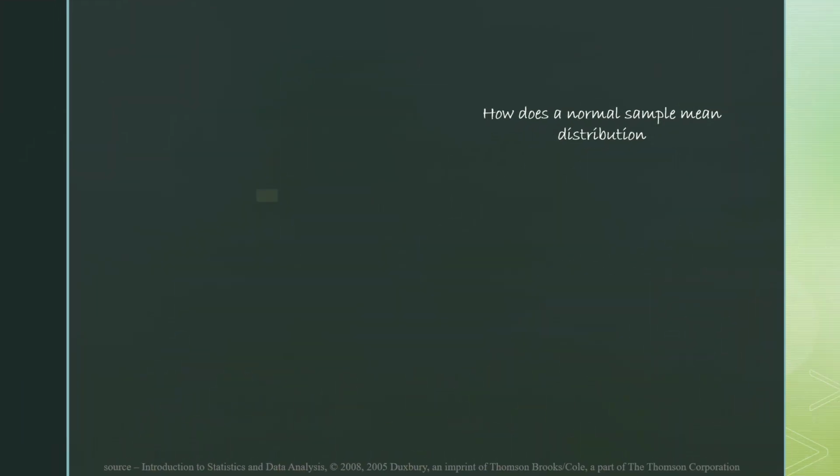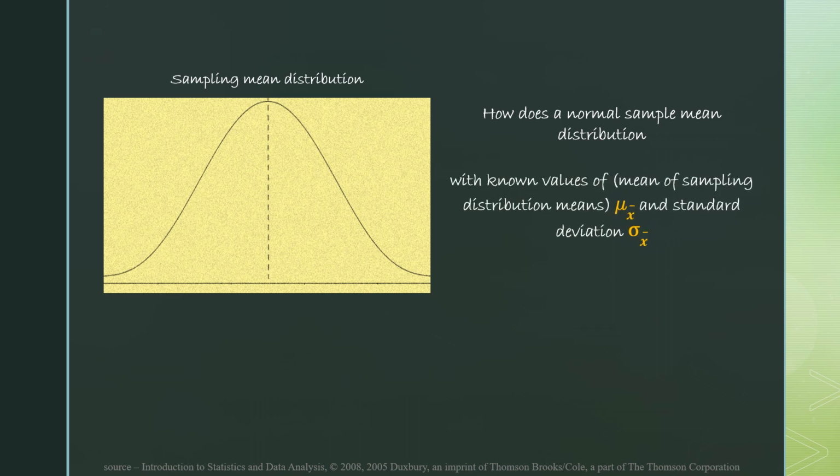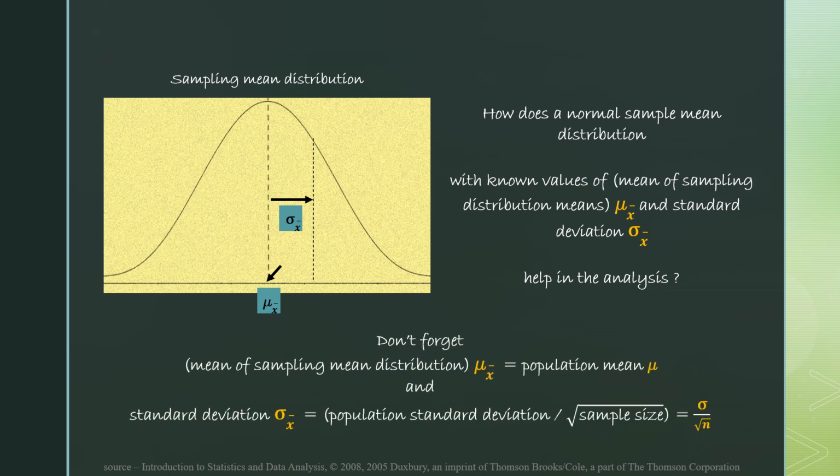How does a normal sample mean distribution with known values of the mean of the sampling mean distribution, mu of x bar, and standard deviation sigma of x bar help in the analysis? Don't forget, the mean of the sampling mean distribution, mu of x bar, equals the population mean mu, and the standard deviation sigma of x bar equals the population standard deviation divided by the square root of the sample size, which equals sigma divided by square root of n.